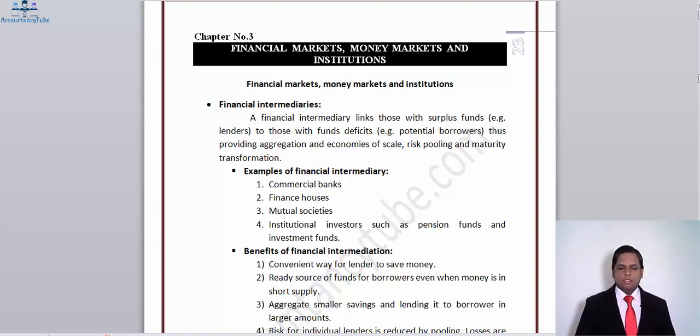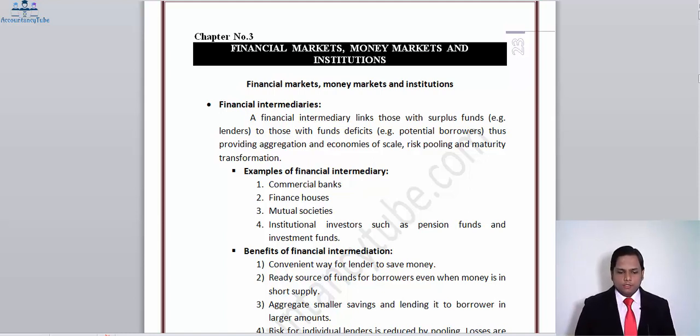The name of this chapter is Financial Markets, Money Markets and Institutions, and the reason why we are studying this chapter in financial management is because financial managers should have a strong understanding of the financial markets so that in the time of need they can take strong, informed decisions about where to raise finance, and if they have a surplus of funds, they should know where to invest it.